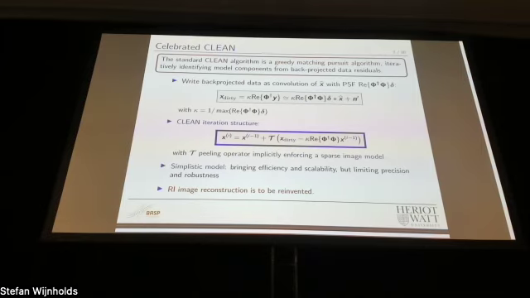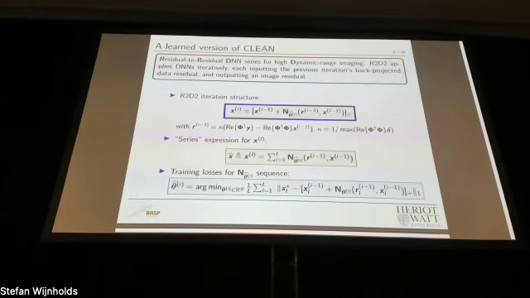And this CLEAN algorithm is very simple. It's very efficient and scalable, but is limited in precision and robustness. And so there are many radio interferometric imaging algorithms that have been proposed. And I'm going to show you our method, which is R2D2, standing for Residual-to-Residual DNN series for high dynamic range imaging, which consists of a series of DNNs.